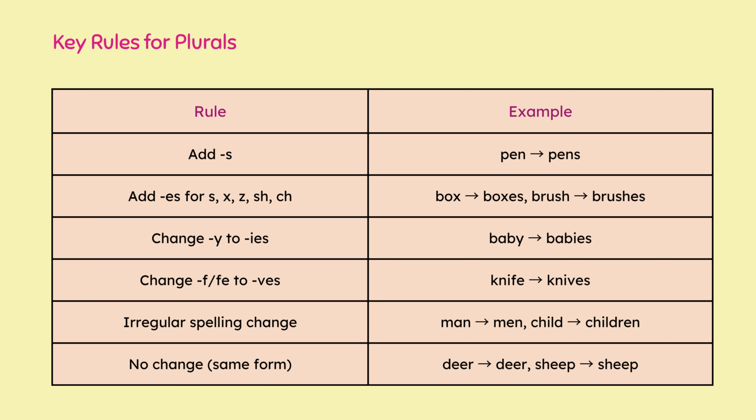Example, knife becomes knives. Rule 5. Some nouns have irregular plural forms. They change spelling. Example, man becomes men. Child becomes children. Rule 6. Some nouns have no change in the plural form. Example, deer stays deer. Sheep stays sheep. These rules help us form plurals correctly in most cases.